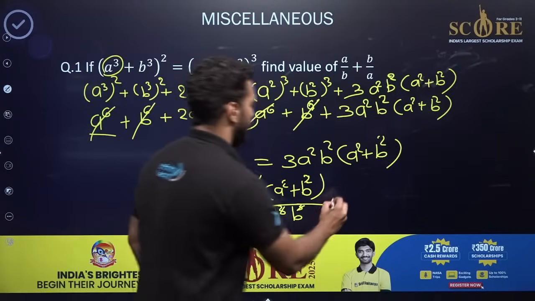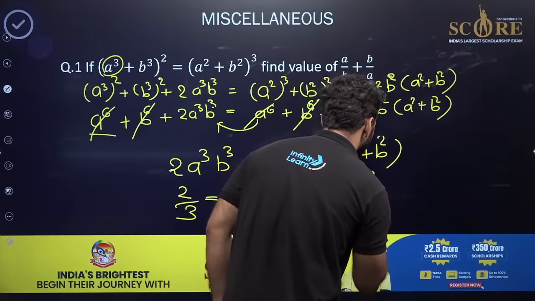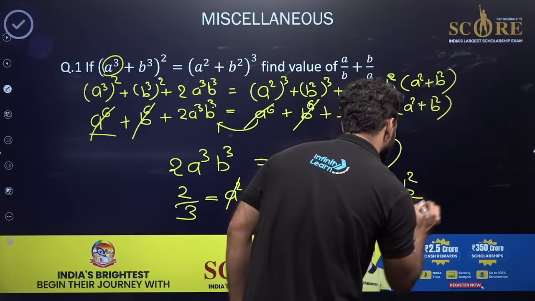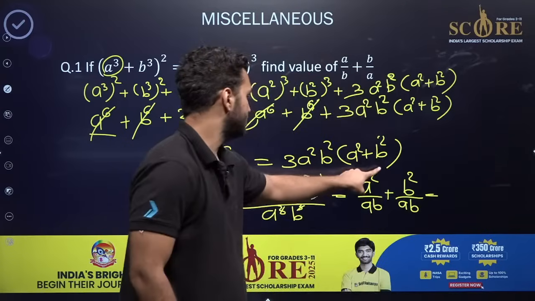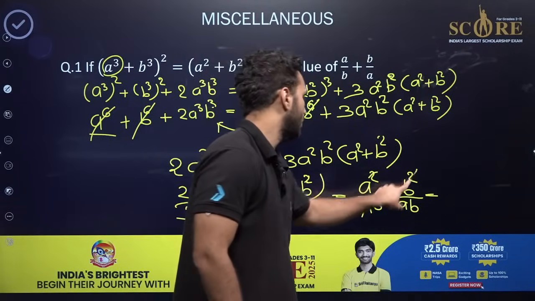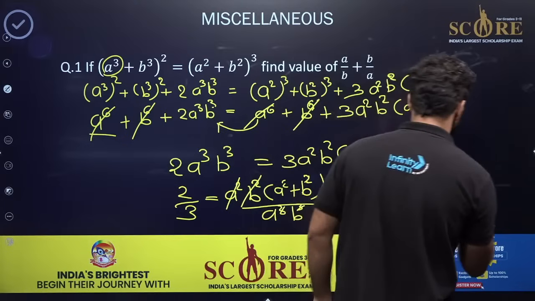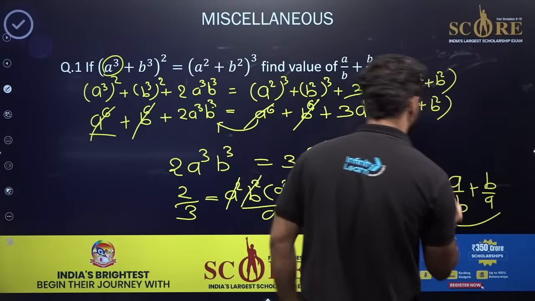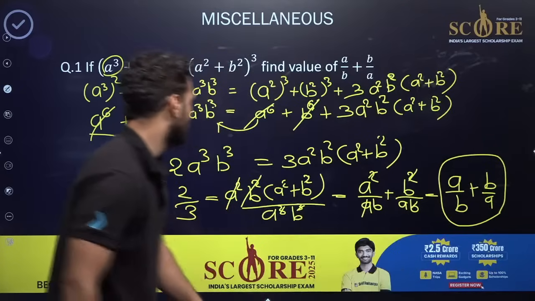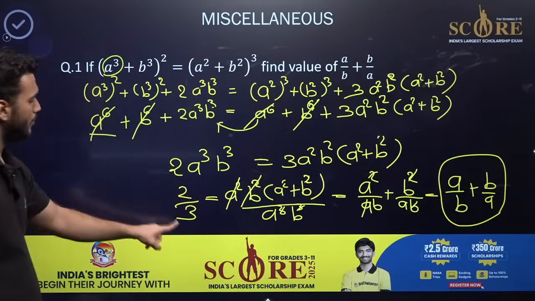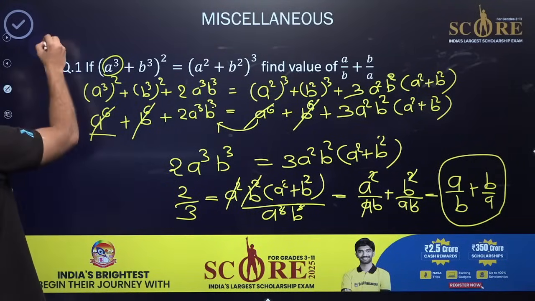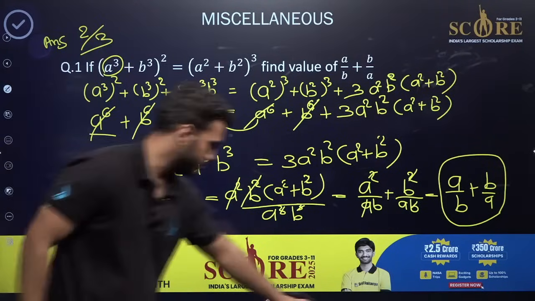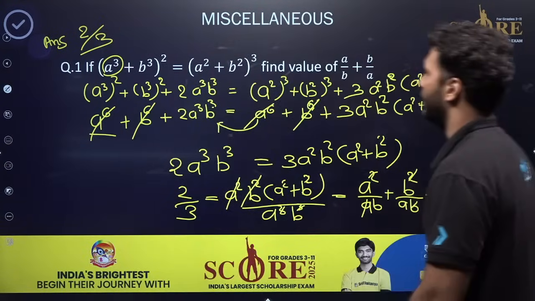What will I get in the end, sir? A square upon ab plus b square upon ab. Can I write it in this way? This power will cut this, this power will cut this. What will I be left with, sir? A upon b plus b upon a, and this is what we have to find. This value we have to find out, and this value is coming out to be 2 upon 3. Answer will be 2 upon 3. This is the answer. Is it clear, guys? Okay, next.